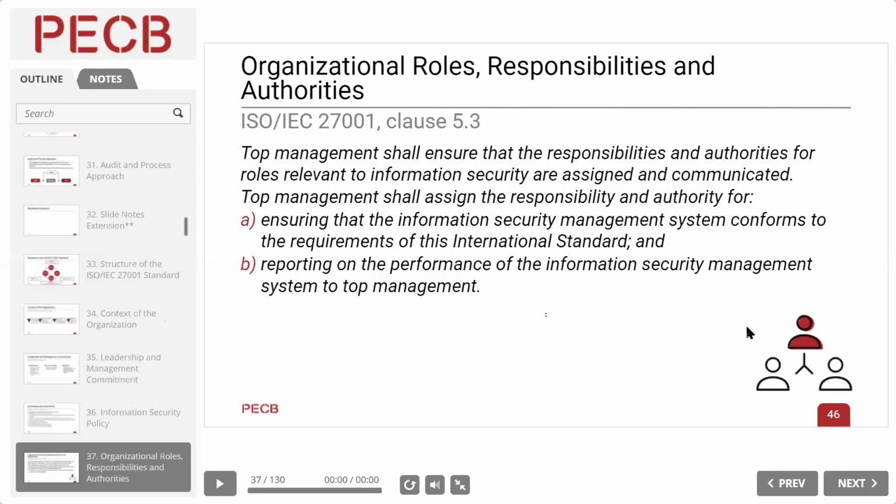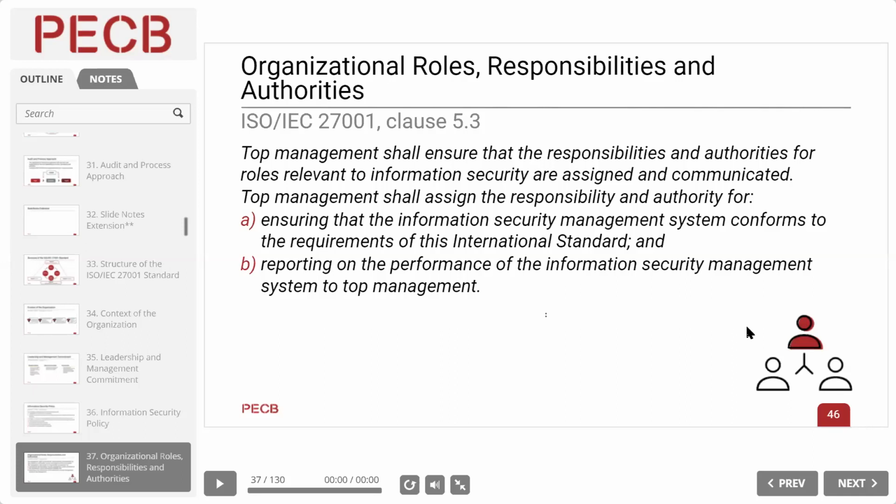So clause 5.1, which focuses on organizational roles, responsibilities, and authorities. Top management shall ensure that the responsibilities and authorities for roles relevant to information security are assigned and communicated. Top management shall assign the responsibility and authority for ensuring that the information security management system conforms to the requirements of this international standard, and reporting on the performance of the information security management system to top management.